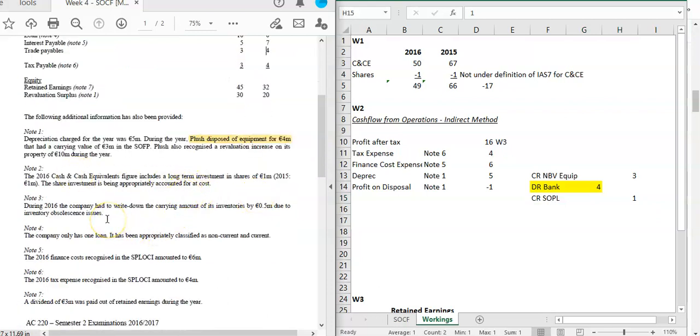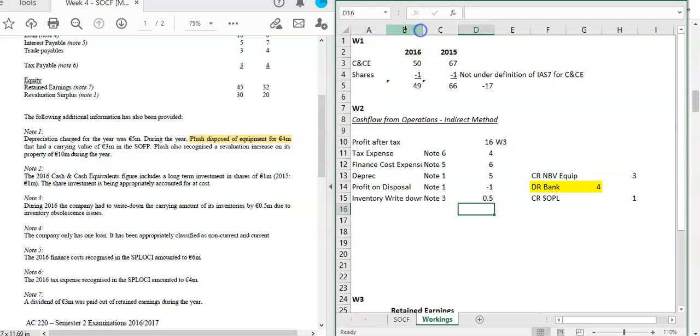Note 3 tells us during 2016, the company had to write down the carrying amount of inventories by $500,000 due to inventory obsolescence. So this is an inventory write-down. That's a non-cash. So that would have been an expense, the inventory write-down, but it's actually not related to cash. So inventory write-down, note 3, you add back $500,000.